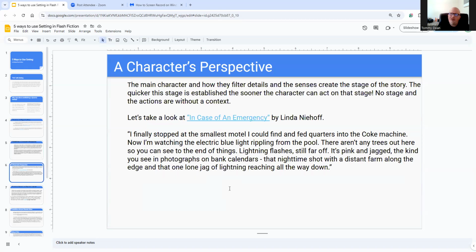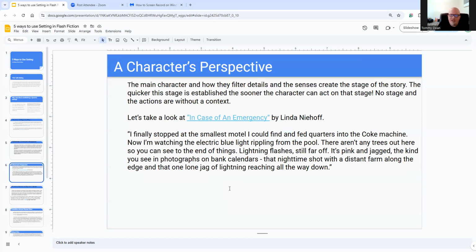Here is a very clear way of how this character thinks about the world, how they express their perspective by telling us that what they are seeing outside of this hotel reminds them of photographs on bank calendars. It's a very unique and individual way of looking at the world. That nighttime shot with a distant farm along the edge, and that one long jag of lightning reaching all the way down. This writer has put us directly into the mind of the character.